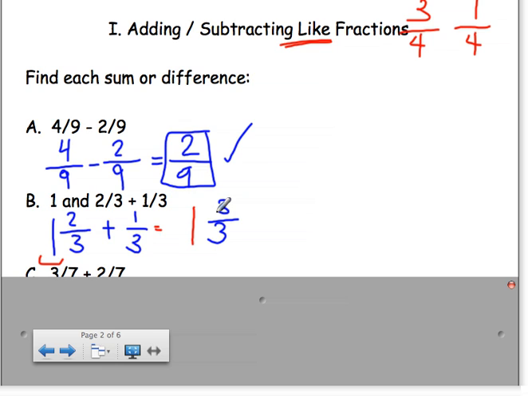So I have 1 whole and 3/3. Really, that means I have 1 whole and 3/3 is another whole. So in total, this is 2. So you have to be able to use your fraction skills and knowledge of fractions to be able to solve more complex problems like this.